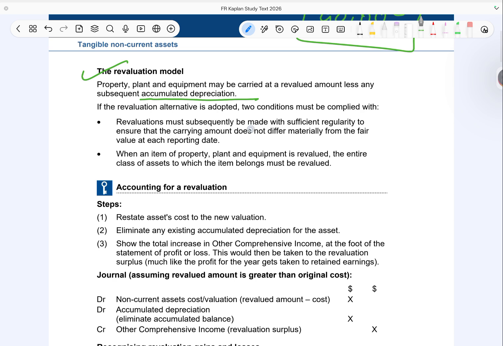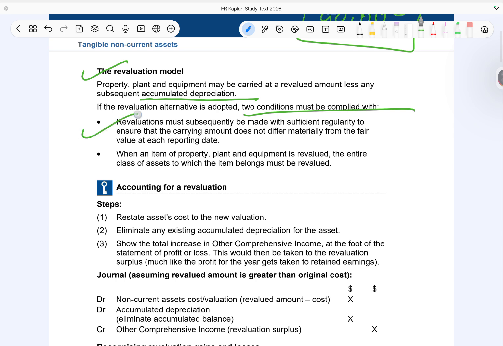Revaluations must subsequently be made with sufficient regularity to ensure that the carrying amount does not differ materially from the fair value at each reporting date, and when an item of property, plant and equipment is revalued, the entire class of assets to which the item belongs must be revalued. Okay, so what does this say? That the property, plant and equipment can be revalued, and then we can also subtract our depreciation from it. But if we want to adopt the revaluation alternative, two conditions must be complied with. What are these two conditions?